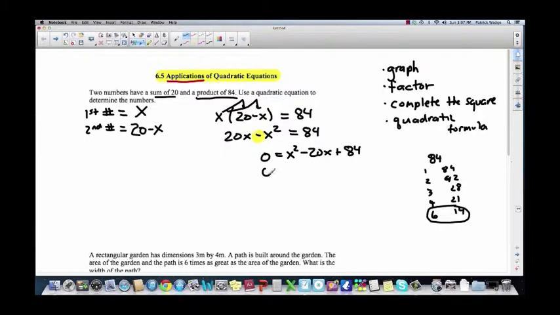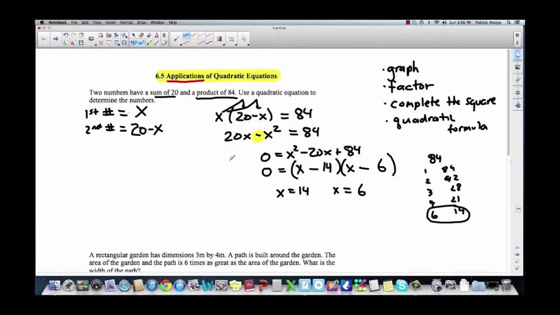So I can make this. This is just a simple trinomial, not Bobby Bridge. Big number goes first. Second number goes second. Bring the negative down. A negative times a negative equals a positive. So x could be 14 or x could be 6.